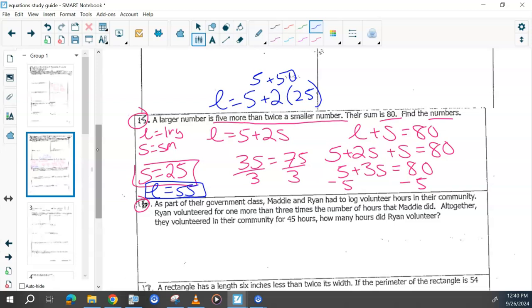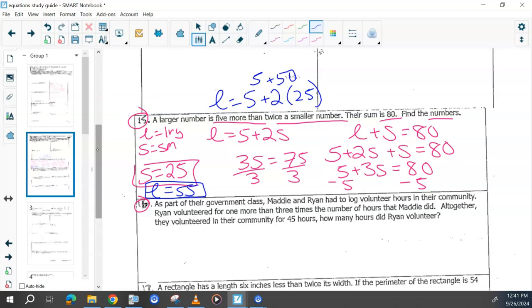Which would the 2 be from? And 5 plus 2S? This 2, yeah. The first one. Twice means we're multiplying by 2. What does it say next to the S? S equals 25. No, the first one. Oh, small. Put 25 in here and simplify.